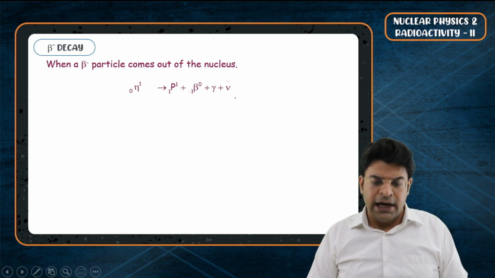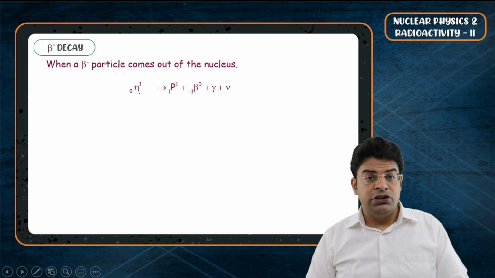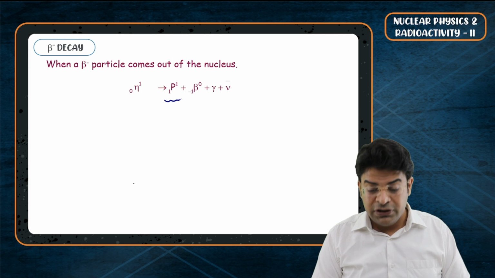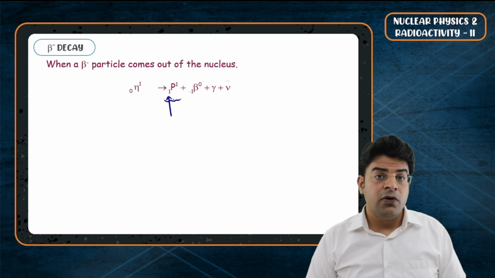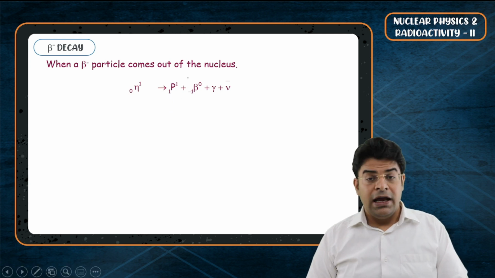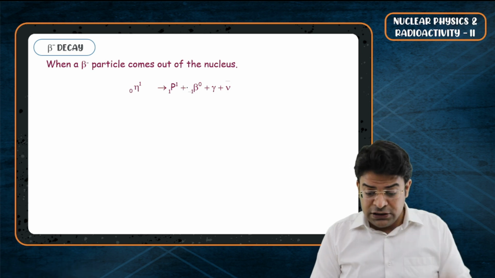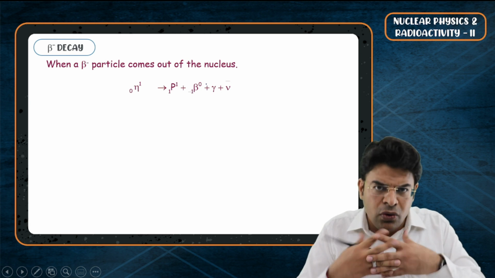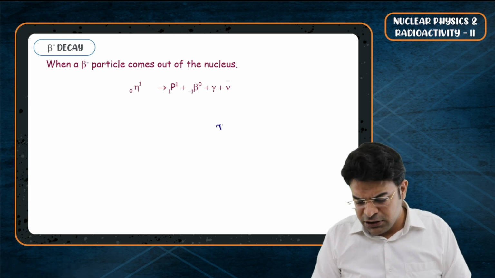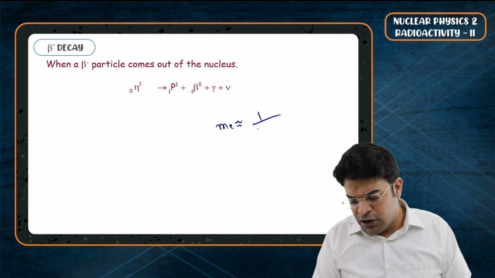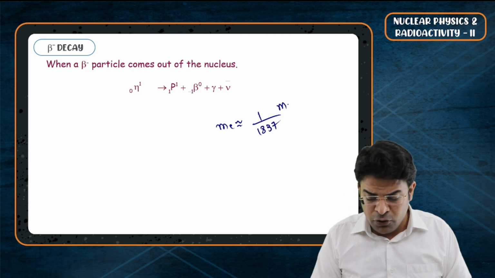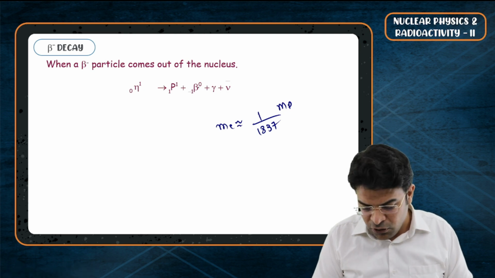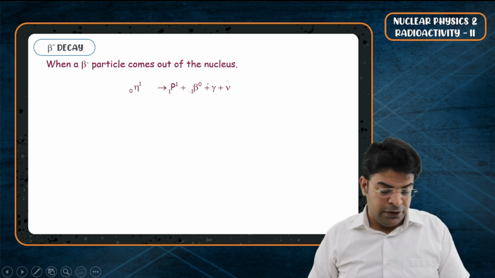Do notice that the charge on a neutron is 0 and the mass of a neutron is 1 AMU. It converts into a proton which has a charge of plus 1 e and mass of 1 AMU, and an electron which has a charge of minus 1 e and there is no mass. Means we know that an electron has mass, but the mass of an electron is nearly 1/1837 times the mass of a proton. So when we are writing the mass of an electron in AMU, it is nearly equal to 0. So that's why a 0 is written here.